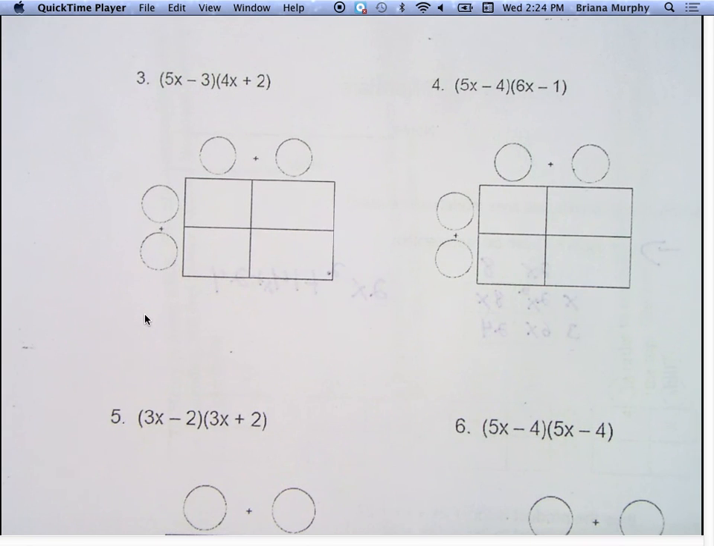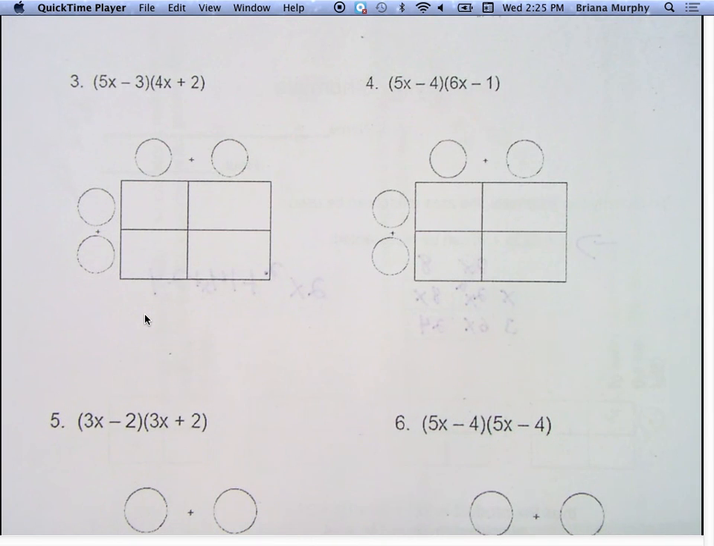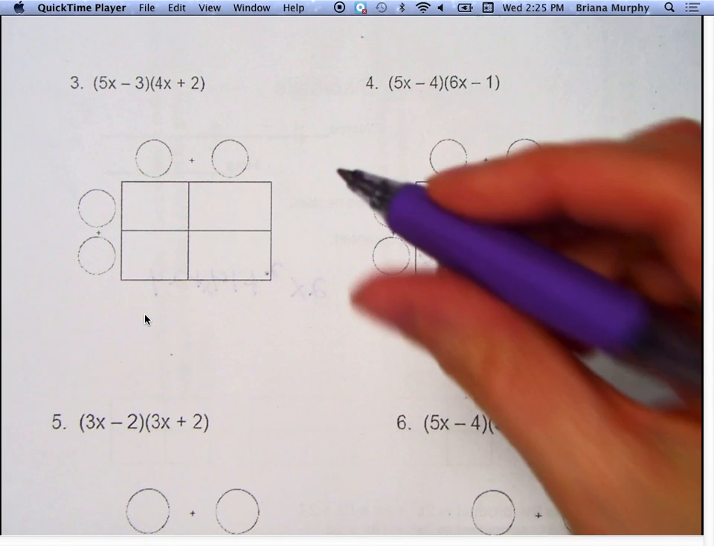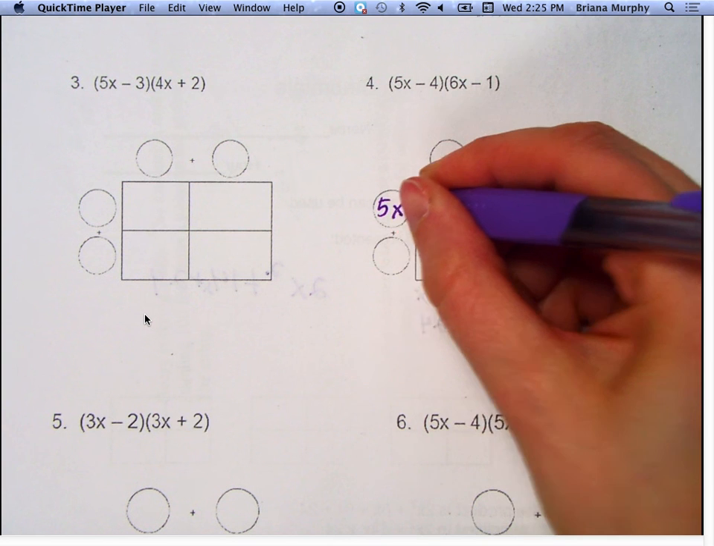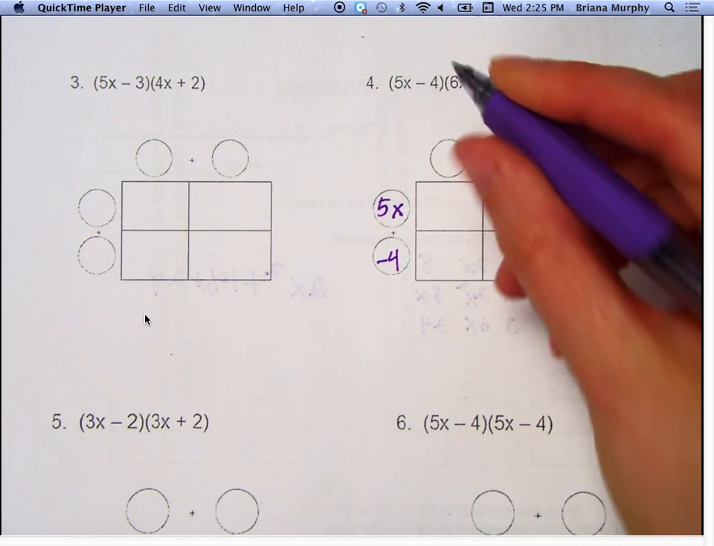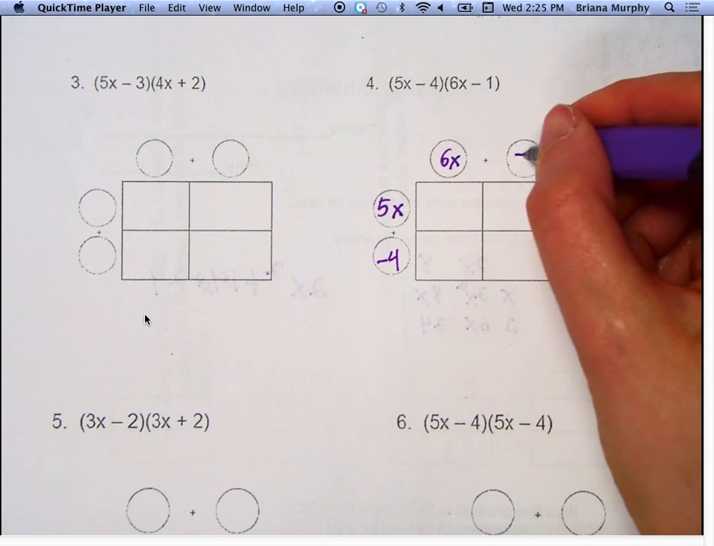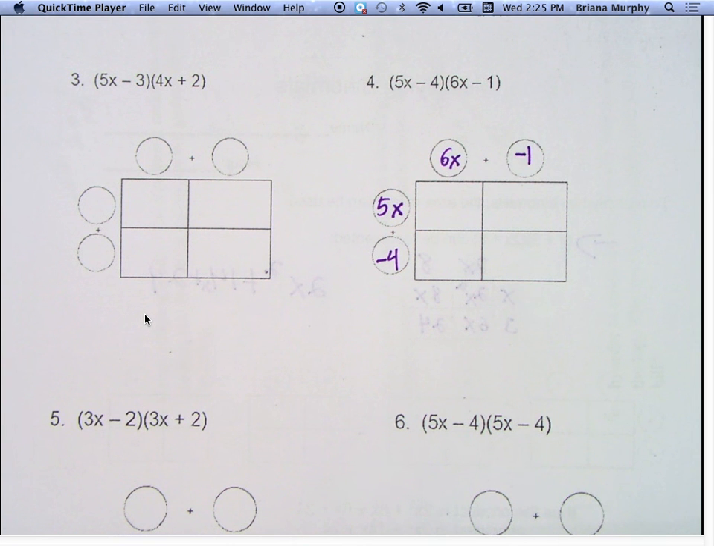Okay, number 3. You know what? I'm going to skip 3 for right now. Let's try 4, because it has 2 negatives. I want to make sure you get that. We've got 5x minus 4 on the side and 6x minus 1 along the top. I'm on the back of the paper. I'm looking at number 4.